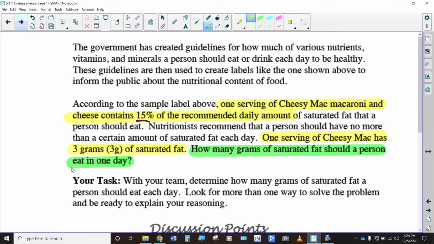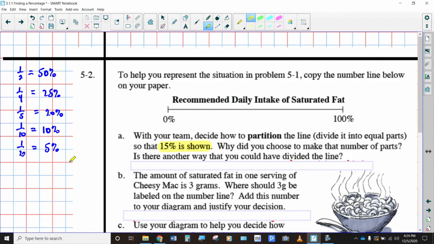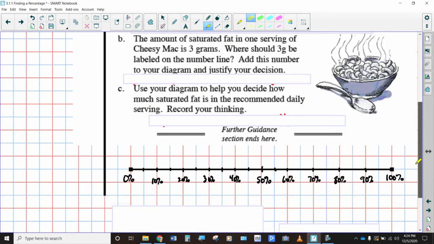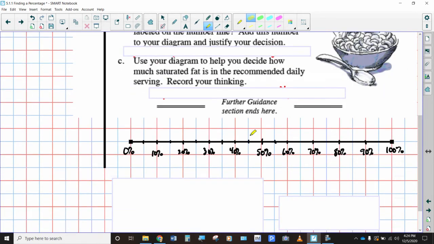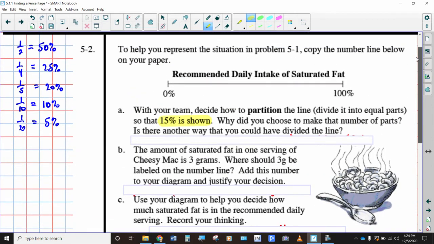Okay, so moving on to the next page. I would like for you to copy down, in fact, let's go down to the bottom. Why don't you copy down this as your number line? Notice that I've got it partitioned, labeling 10%, 20%, 30%, 40%, all the way up to 100%. So please copy this down as I read through this problem.